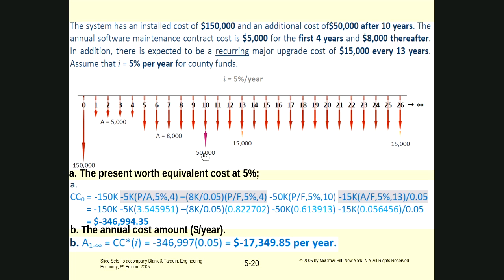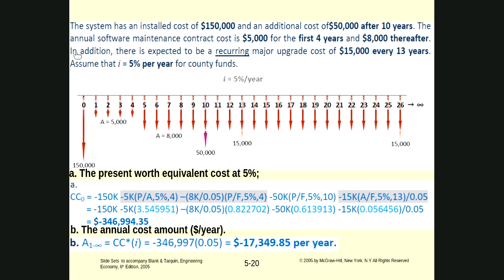And then it says there is an annual operating cost, which is maintenance cost, $5,000 for the first 4 years, and then $8,000 thereafter. So for the first 4 years you see the outflow of 5,000, and then from year 5, pay attention to thereafter here, okay? When it says thereafter, that means from year 5 until infinity, there is 8,000.